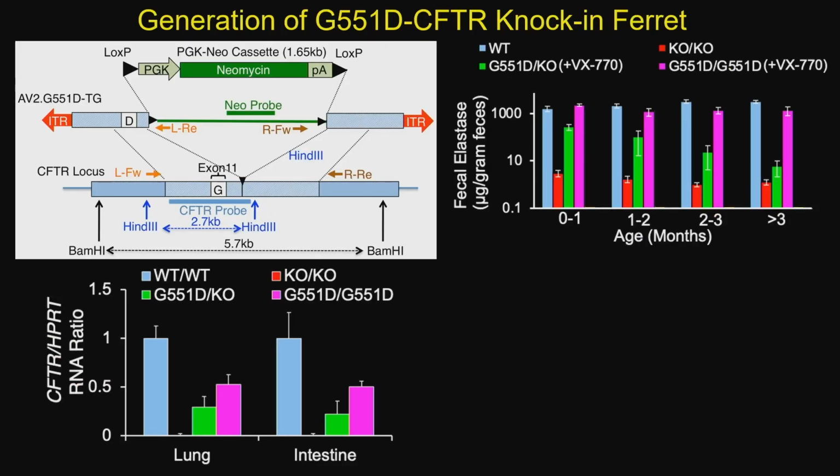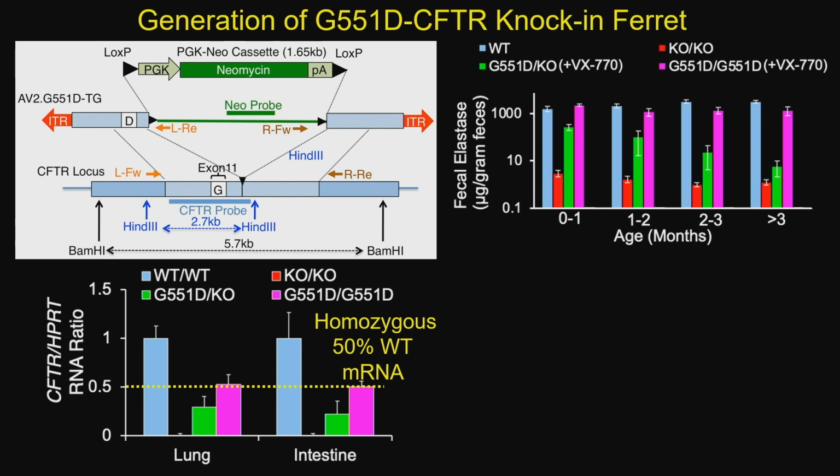Well, it has to do with the way that we originally made the first G551D knock-in. It was made by somatic cell nuclear transfer, and we had to target the exon mutation, and we left a neomycin cassette in the center that had its own promoter and so forth. So down on the lower left, you see the CFTR mRNA ratio to HPRT, and homozygous animals have 50% of CFTR mRNA compared to a wild-type animal.